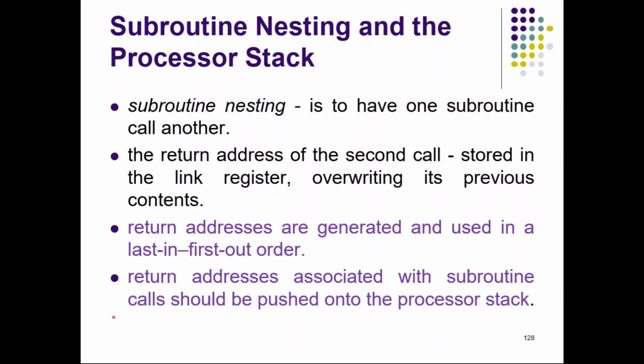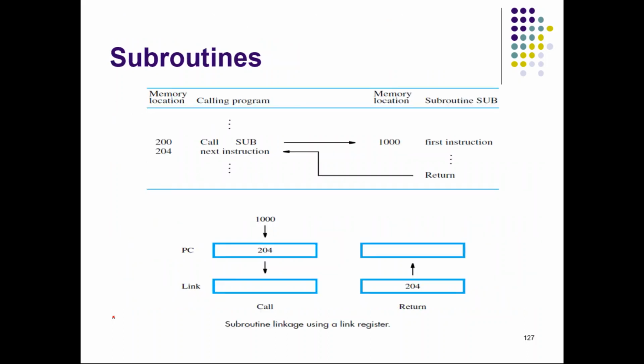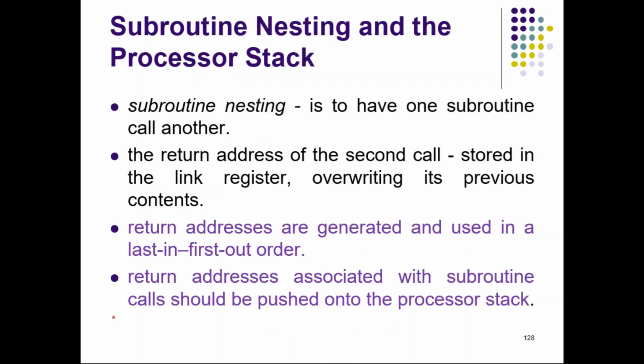This is okay as long as there is a single subroutine call and a return. But there is something called subroutine nesting, which means that the program calls a subroutine, and that subroutine may call another subroutine. There is a main program, and this main program may call a subroutine, and this subroutine may call another subroutine, and that subroutine may call another subroutine. Like that, there can be any number of levels.